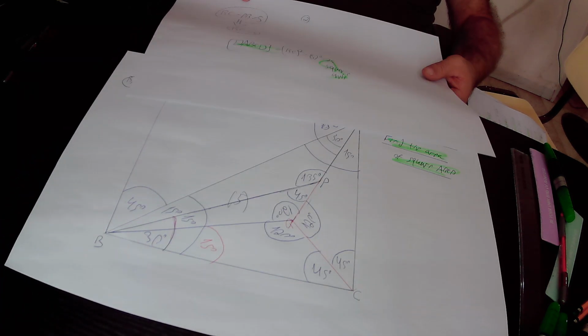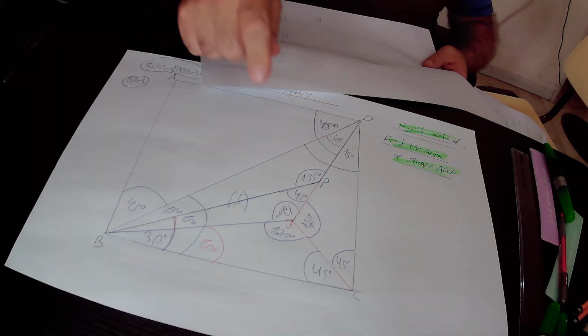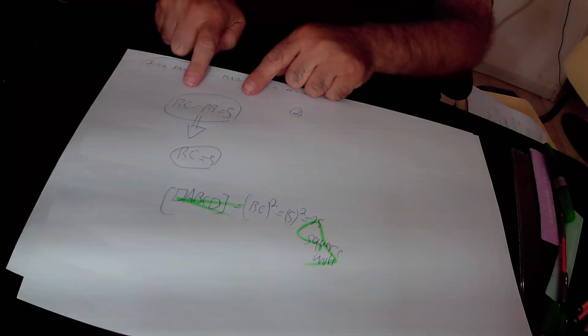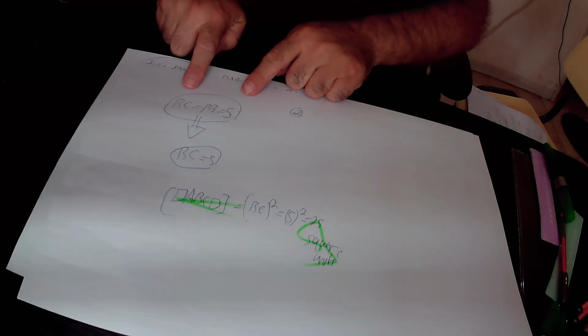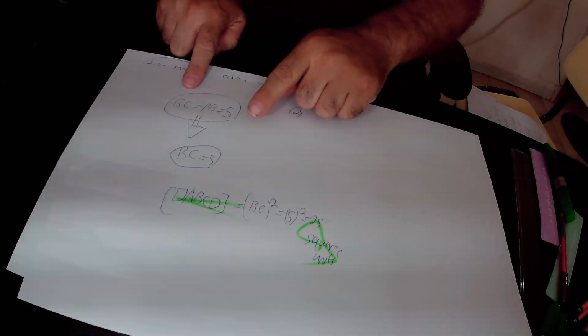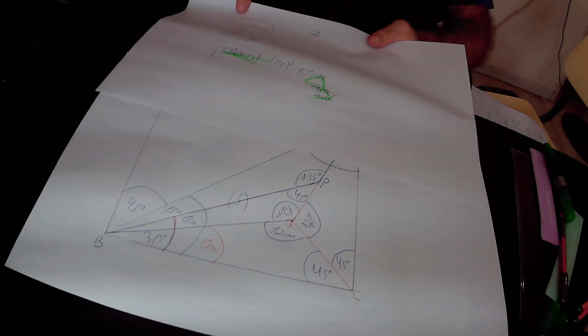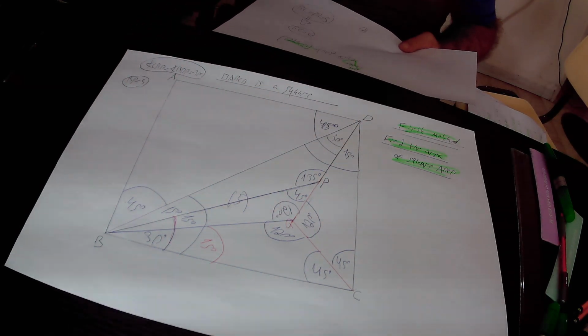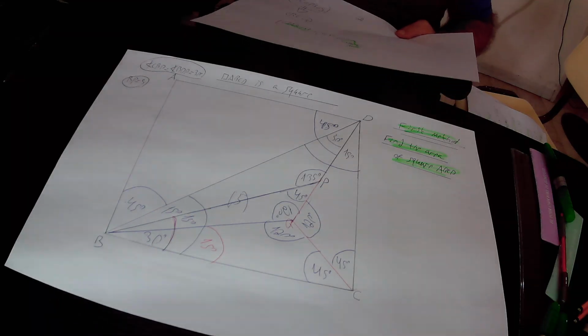But according to what is given, PB equals 5. So we can write that BP equals 5, and from this equation we derive that BC also equals 5 units. Those two sides of the equation are equal to each other. So BC equals 5. This is side BC, and it equals 5 units in its length.